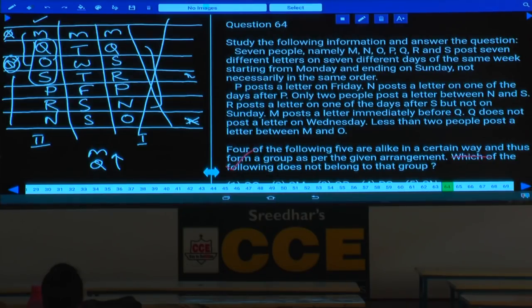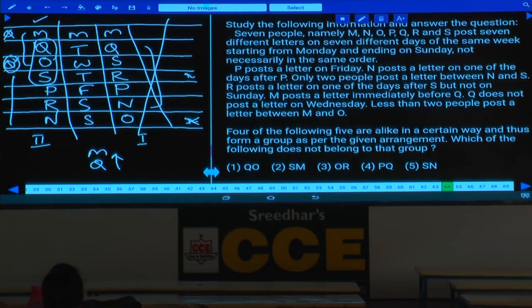Then what about 64? Four of the following 5 are alike in a set and thus form a group as per the given arrangement. Which of the following does not belong to that group? That is nothing but the odd one out. Q and O posted letters on 2 consecutive days, Tuesday and Wednesday. Between S and M, there are 2 persons. Between O and R, there are exactly 2 persons. And between P and Q, again 2 persons.